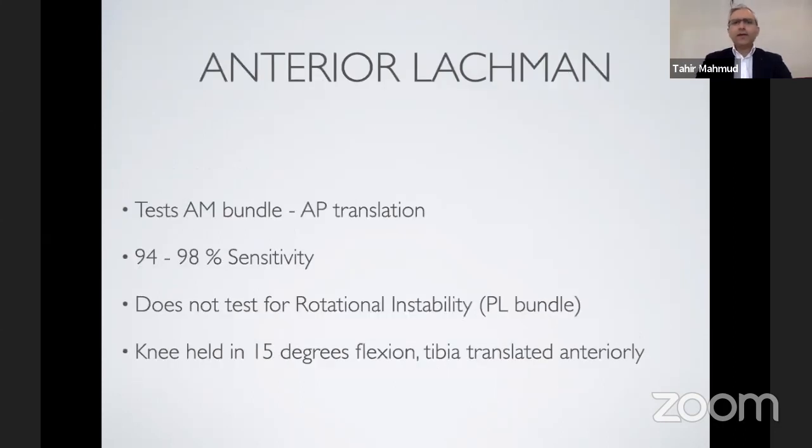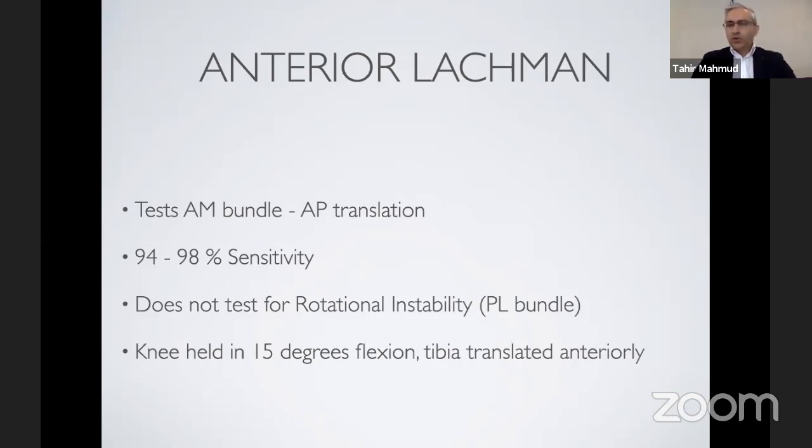So if we break down the anterior Lachman, what are we doing with an anterior Lachman test? Well, we're testing predominantly the anteromedial bundle of the ACL for anterior translation. This test has roughly a 94 to 98% sensitivity, depending on the literature that you read. It's important to appreciate that you're not testing for rotational instability, i.e. the posterolateral bundle, or the influence of the anterolateral ligament complex. You're just testing the anteromedial bundle.